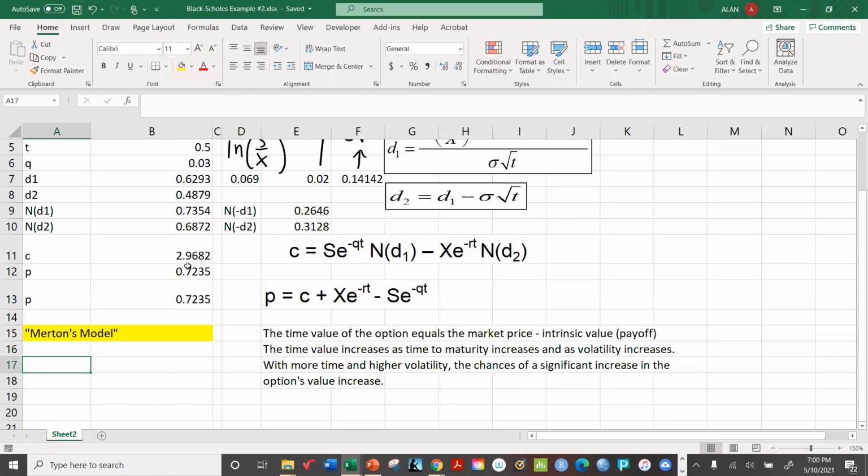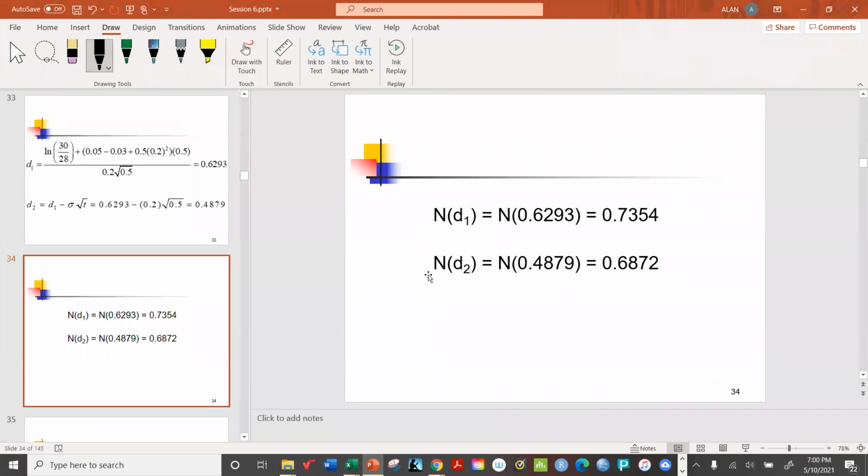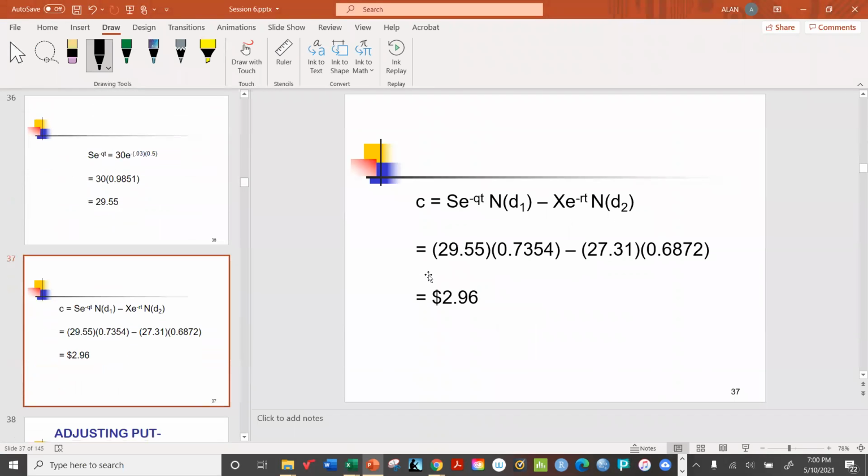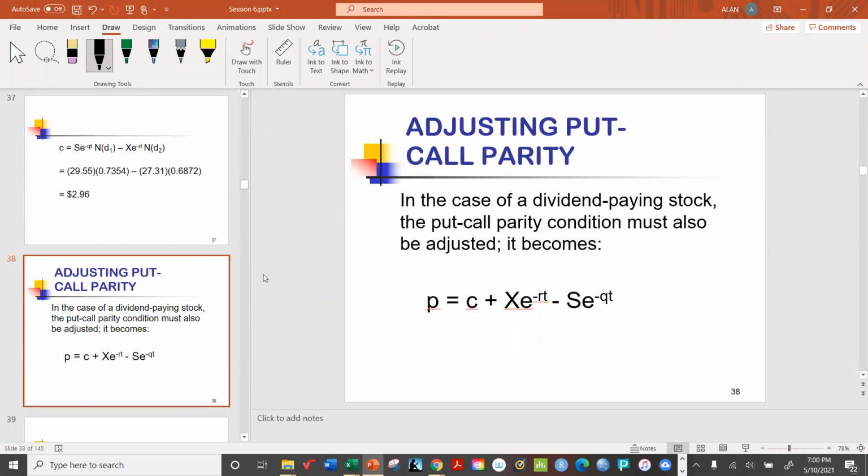So that's our price. Now, what about the put price? Now, the put call parity condition, which I haven't had a chance to show you, has to be adjusted when there is a continuously compounded yield. And here's where that shows itself.